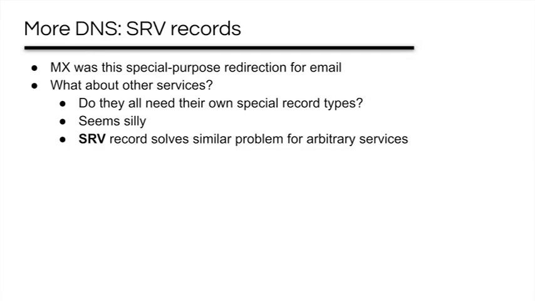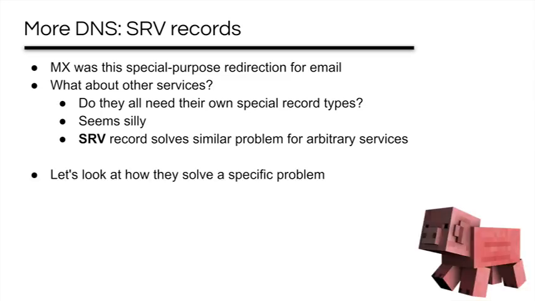So rather than have a special record type for every possible service, the SRV record was developed, which can be used for lots of services. In addition to a host name redirection like MX does, the SRV record also lets you specify the port to connect to. So let's look at how this is used to solve a specific problem.